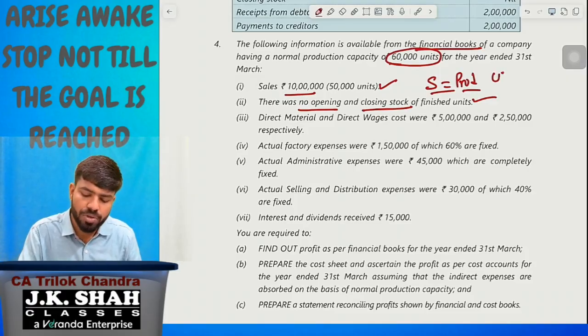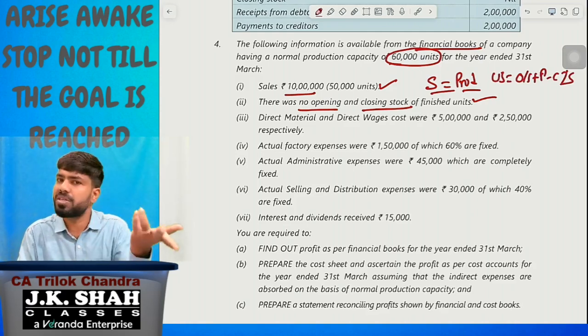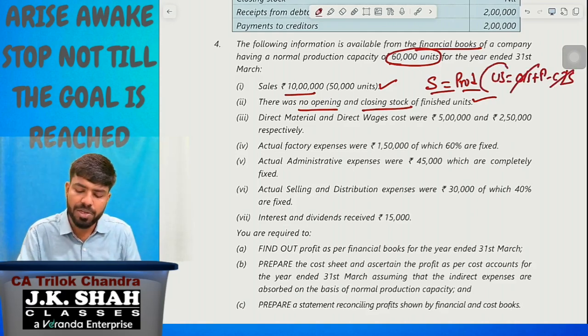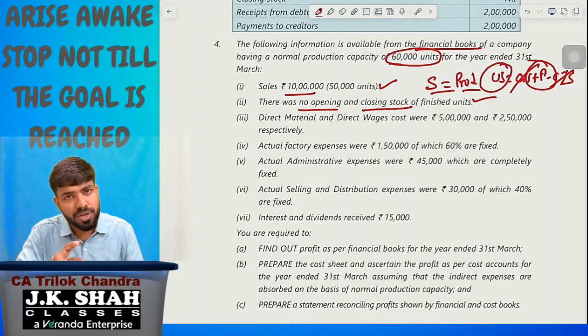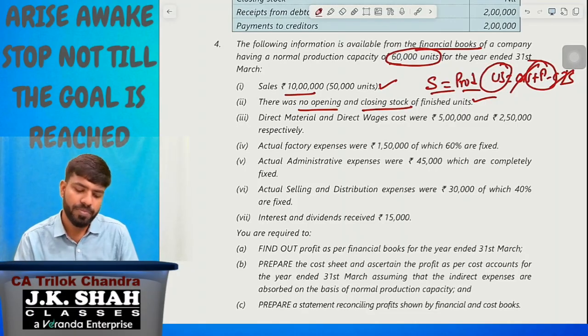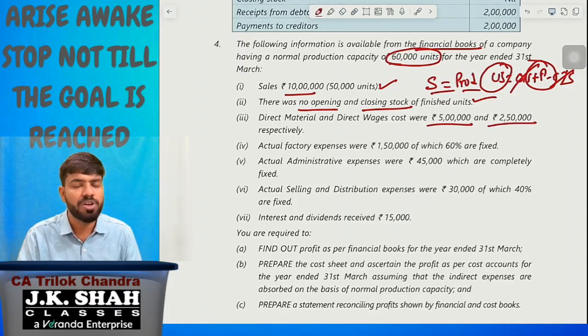How do you calculate units sold? Units sold equal to opening stock plus production minus closing stock. Opening stock and closing stock are not there, both get cancelled. Then automatically units sold equal to production. So in this question, sales is 50,000 units and production is also 50,000 units. Next, point number 3. Direct material and direct wages. Direct material is 5 lakh rupees. Direct wages is 2,50,000. That will be considered in the P&L.